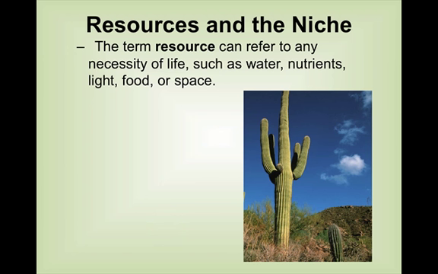Another key component of the niche is the resources that an organism needs. Of course, the term resource can refer to any necessity of life, such as water, nutrients, light, food, or space. And oftentimes, we say organisms live where they compete best for these resources. We'll talk a little bit more about compete in a moment, but let's think about this cactus here. This particular cactus lives in the desert, a very, very dry environment. It's able to survive there not because that's its optimal range, but because it can outcompete everything else there.